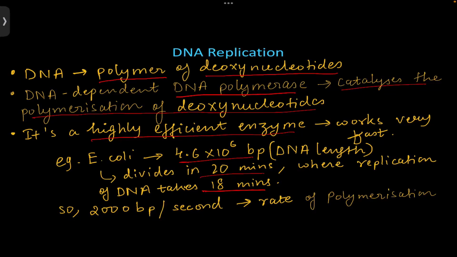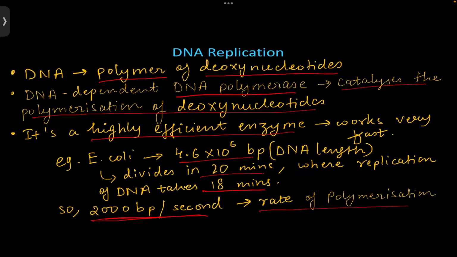So if you see, this enzyme, the DNA dependent DNA polymerase enzyme, works at such a fast rate that it can add 2000 base pairs per second to the synthesizing strand of the polynucleotide chain, which is the average rate of polymerization that the DNA polymerase shows inside E. coli.